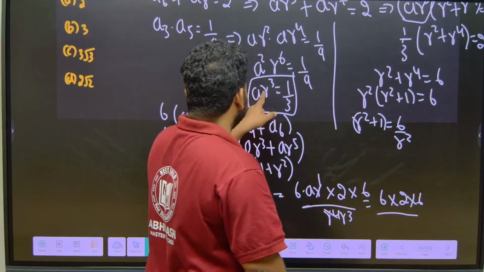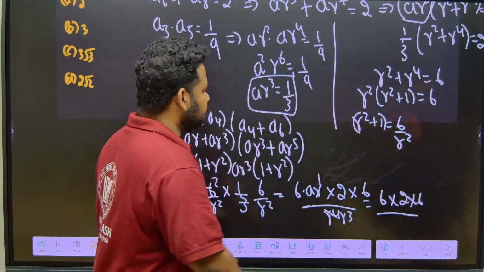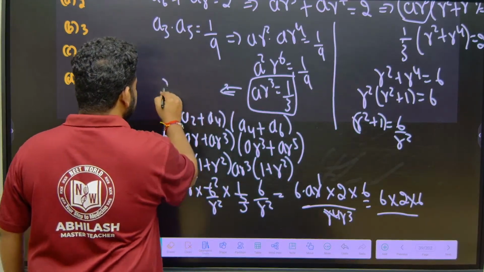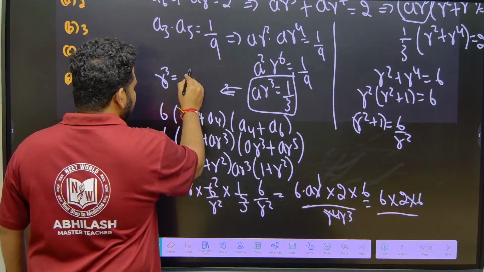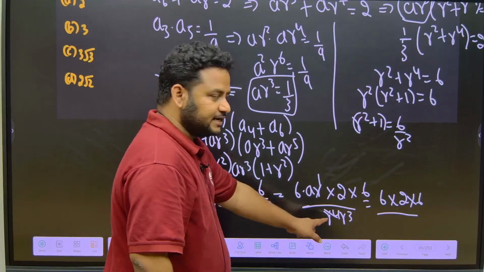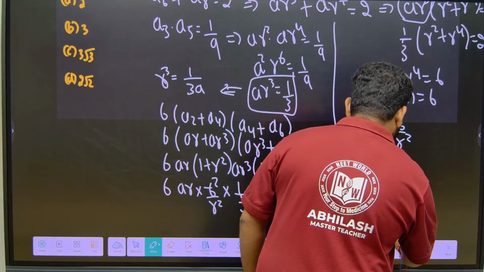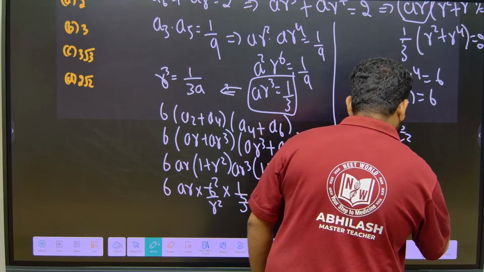Here r cube is nothing but equal to what? If I write ar cube is 1 by 3, this implies I can write r cube is equal to 1 by 3a. So, here r cube I can write as 1 by 3 times a. Okay. Here I have a also, 1 by 3a.